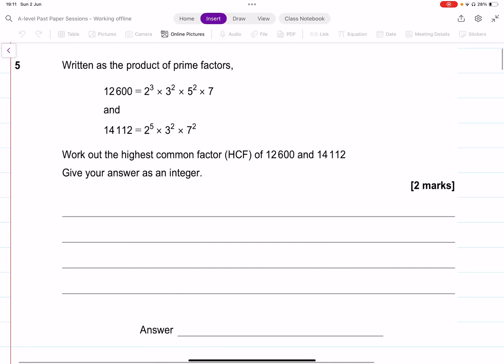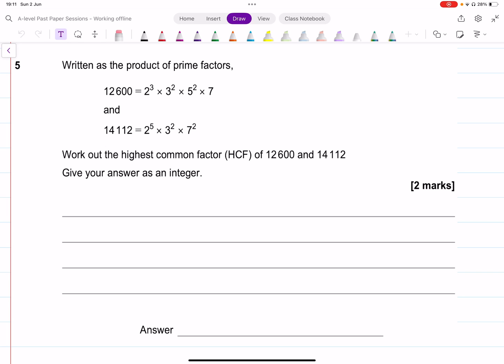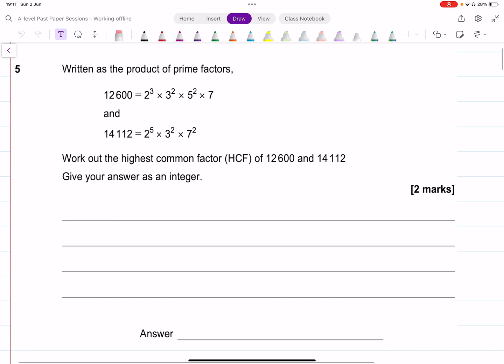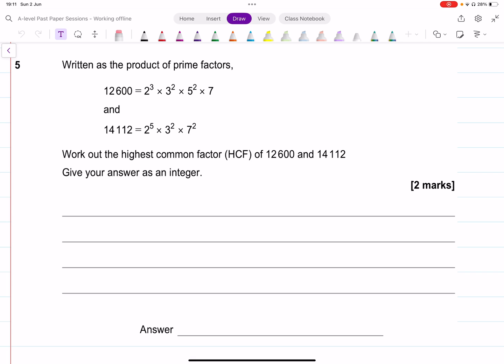It says, written as the product of prime factors, you have these two numbers, 12,600 and 14,112. We need to work out the HCF, the highest common factor of these numbers. Now, how do you do that? When you have the prime factorization given, all you need to do is look at the lower powers of these factors that are common. So look at the common prime factors.